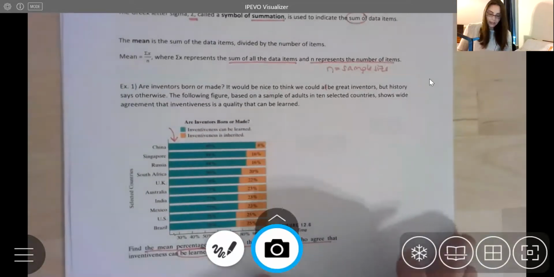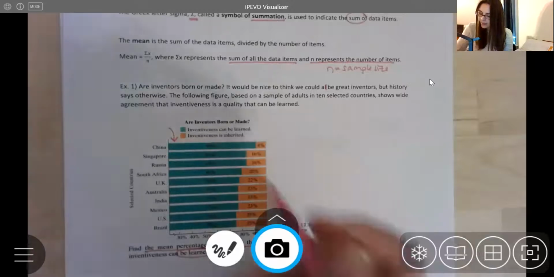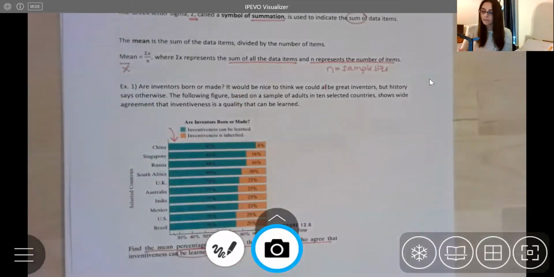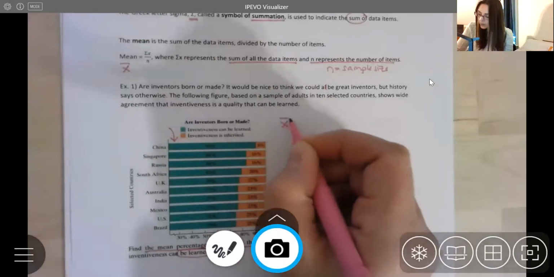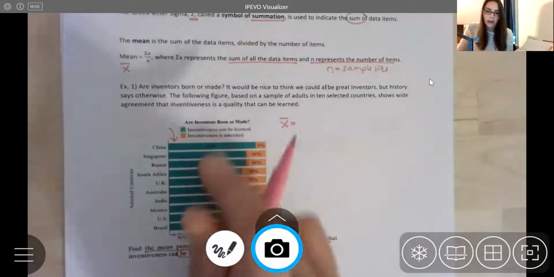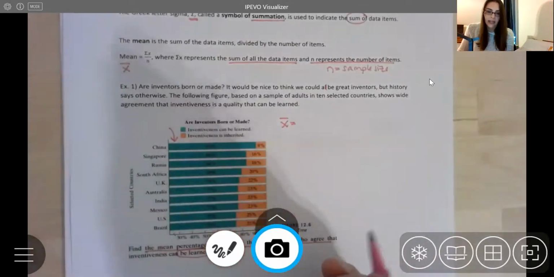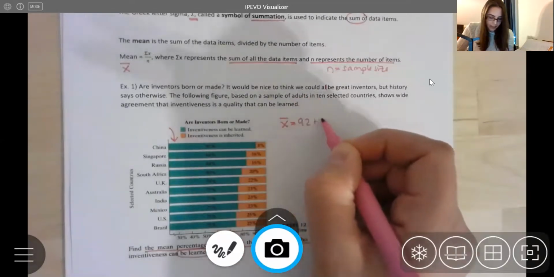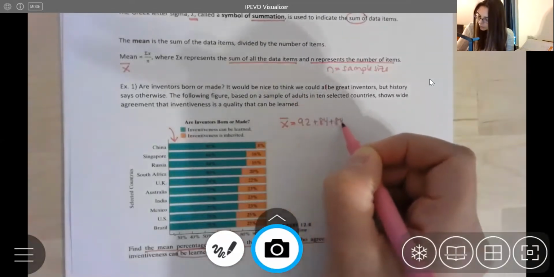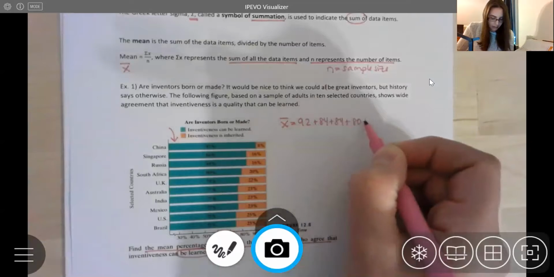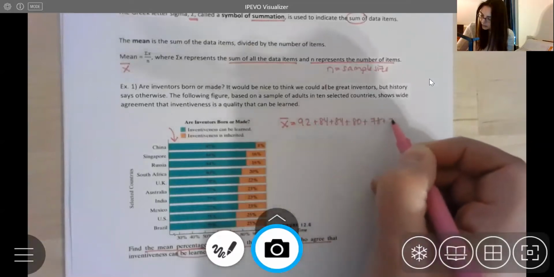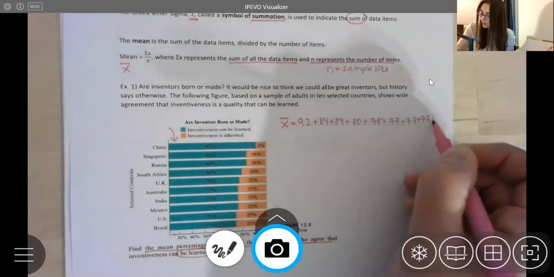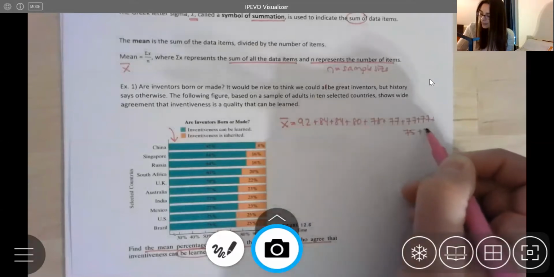To find that mean, and the symbol we use for the mean, I think I forgot to include here, it looks like this. It's x bar that represents the mean. So we're going to add up these values. I know it's a little hard to see. This is in your text on page 787. And it says 92%, 84%, 84%, 80, 78, 77, 77, 77, running out of room, 75, and 75.